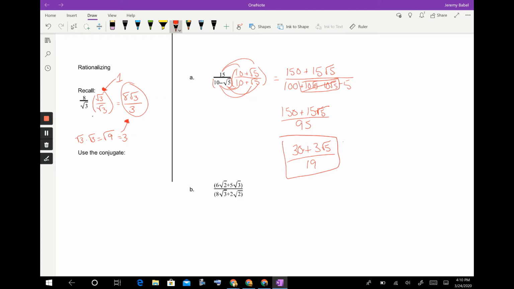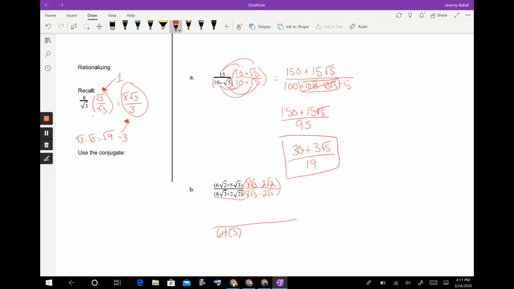Probably the most complicated type of problem you'll see in my math lab today is going to be one like this, but the idea is the same. We're still going to multiply by the conjugate of the denominator. So that would be 8 root 3 minus 2 root 2, and then the same thing on the top. Top times the top, bottom times the bottom. I'll do the bottom first, since that's what's going to simplify. 8 root 3 times 8 root 3. 8 times 8 is 64. And then root 3 times root 3 is 3.